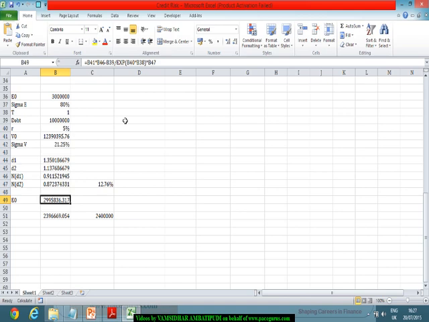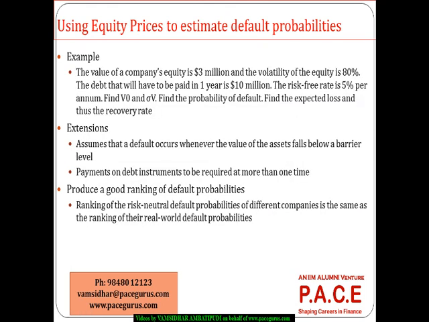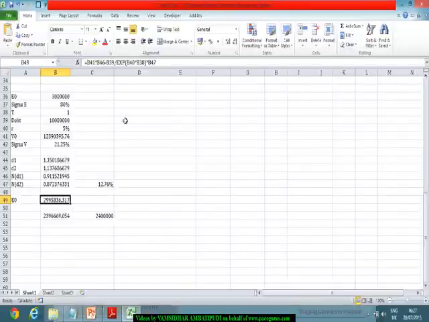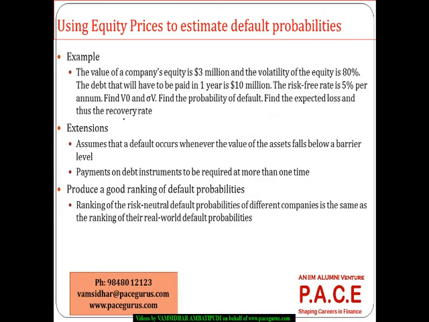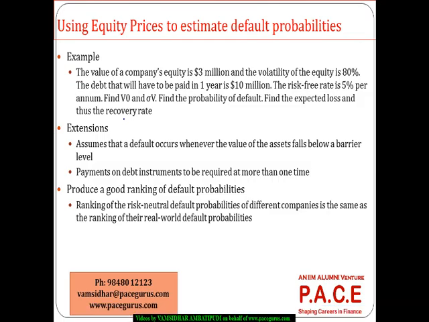So probably the better way to do is assume some sigma, use that sigma to work out V naught, and then do it in an iterative fashion. So it can solve the numerical quite comfortably for us. So from here I can find out the probability of default is around 12.5%, and I can find the expected loss and thus the recovery rate as well. Once I know the probability of default, I can go ahead and find out the expected loss as well as the recovery rate.